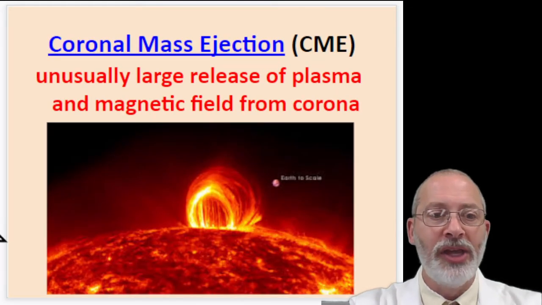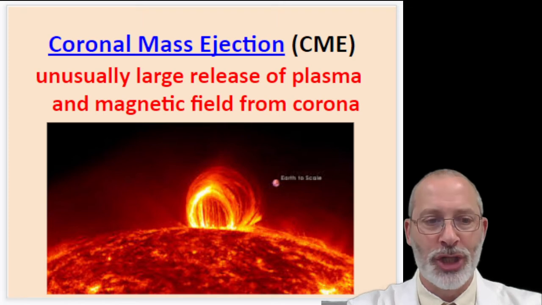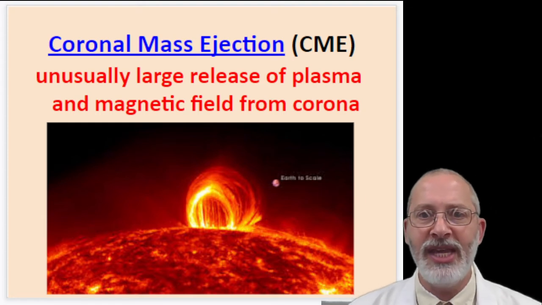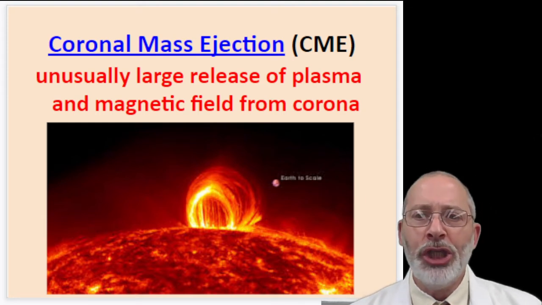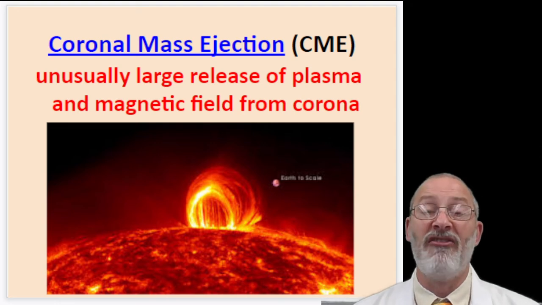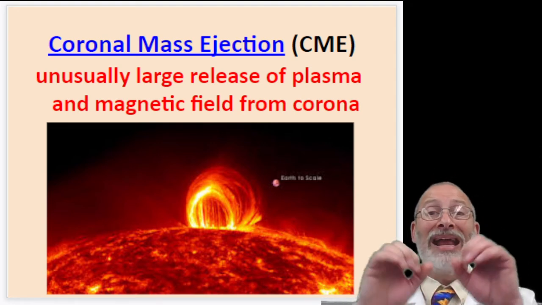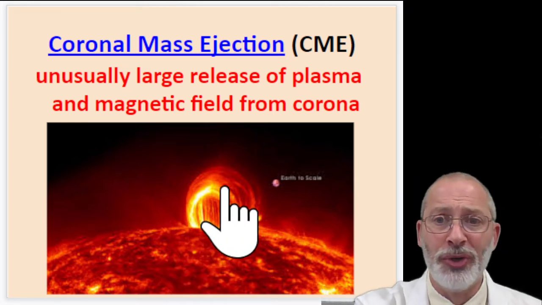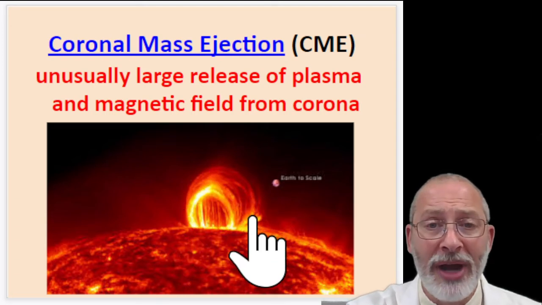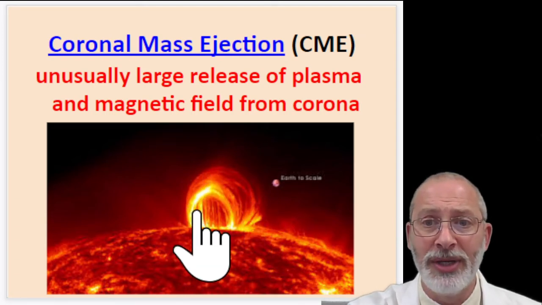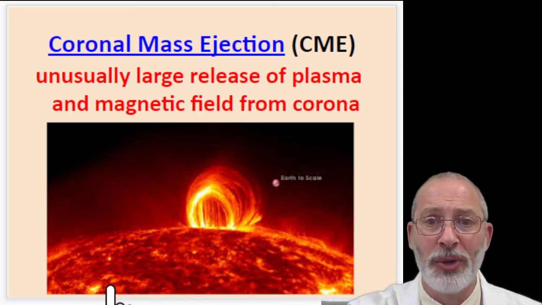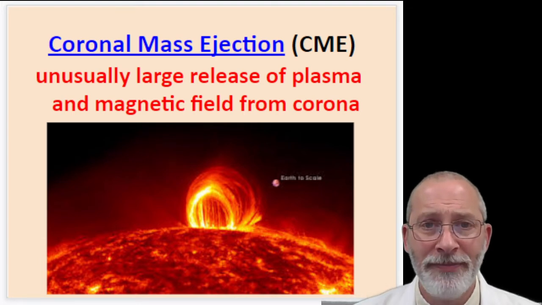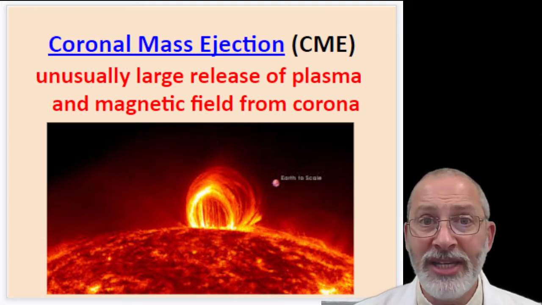And those are the coronal mass ejections. A coronal mass ejection, summarized as CME, are unusually large releases of plasma and magnetic fields from the corona. They happen, again, during periods of high solar activity. I mean, we can see a prominence here. We can see sunspots and solar flares, etc. But a coronal mass ejection can be very dangerous here on Earth.